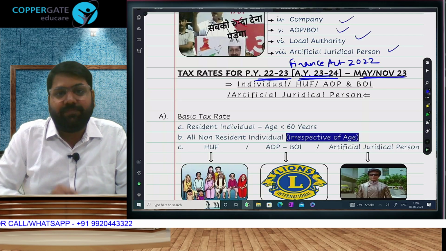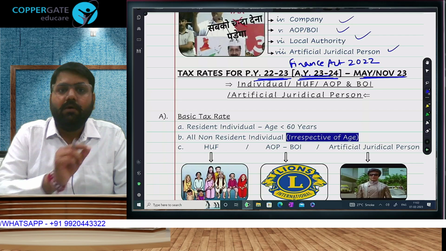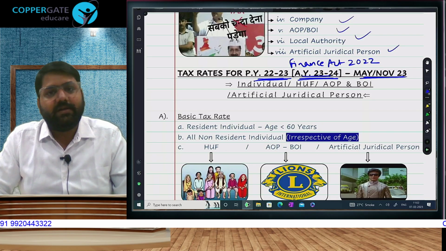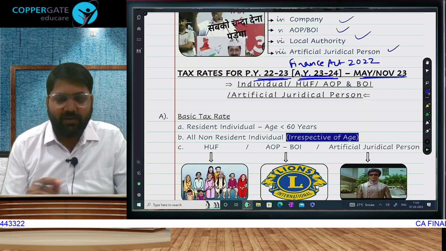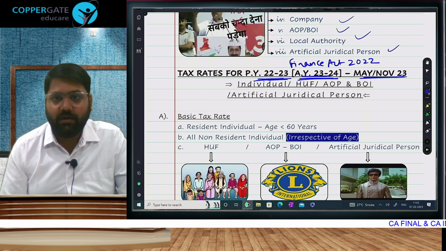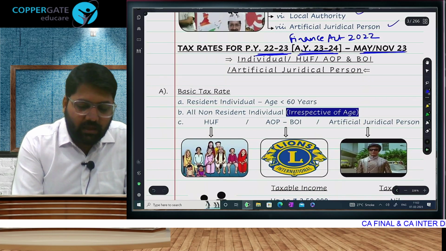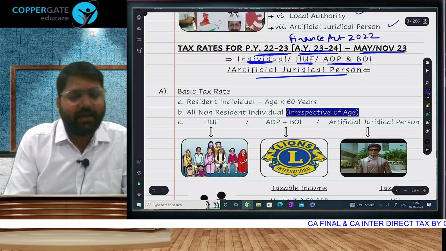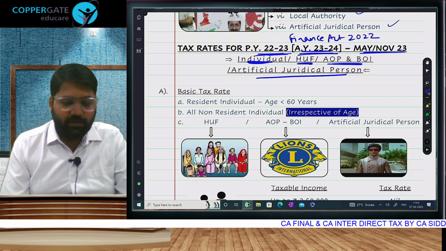So last year's budget, Finance Act of 2022, which is applicable for previous year 2022-23 and assessment year 2023-24, will be applicable, and accordingly we are going to learn the tax rates starting with individual, and the same tax rates are applicable for HUF, AOP, BOI as well as artificial juridical person.